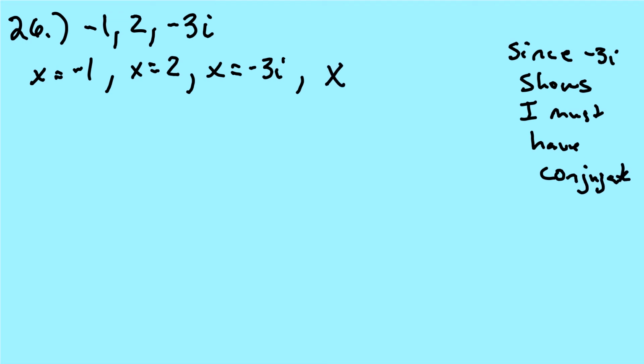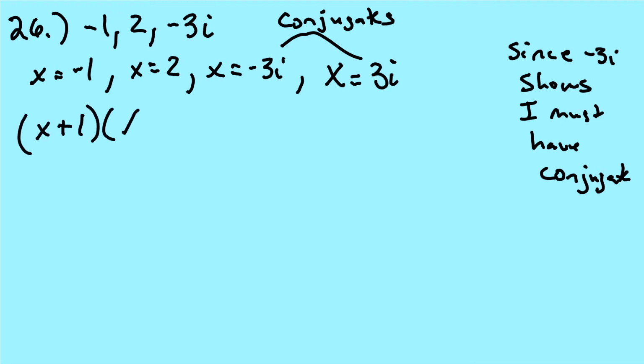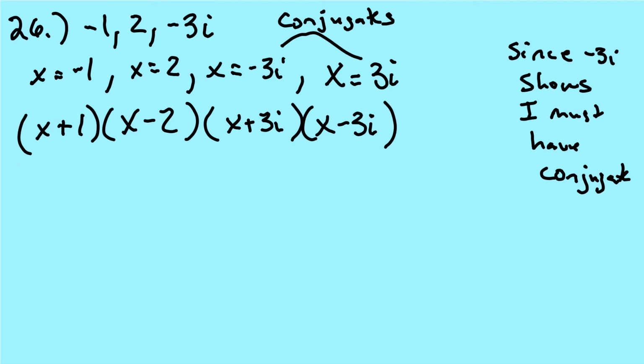So I make x is equal to positive 3i because those two right there are conjugates. Whenever an i or a radical shows up, they show up in pairs. So even if they don't write two of them, you have to make both of them show up. Now I make my parentheses show up: x plus 1, x minus 2, x plus 3i, x minus 3i.